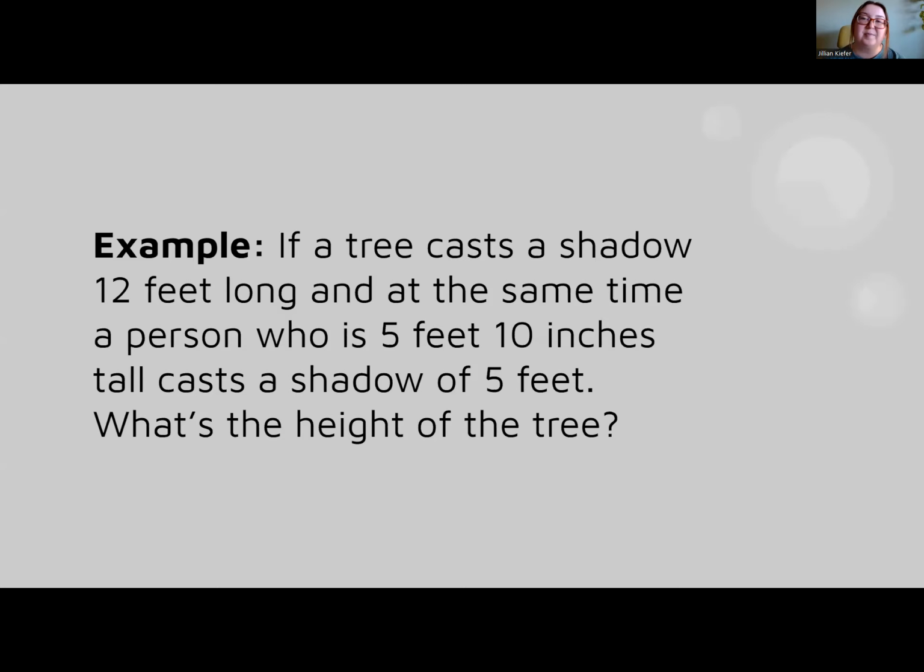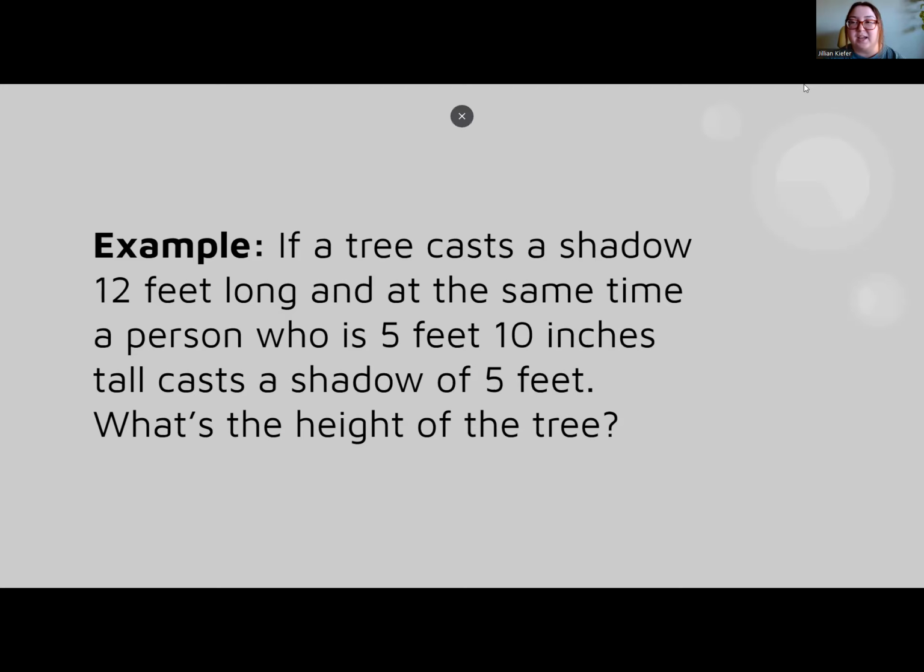Like our example. We say if a tree casts a shadow that's 12 feet long, and at the same time, a person who is 5 feet 10 inches tall casts a shadow of 5 feet, what's the height of the tree? So we have a tree casting a shadow and a person casting a shadow. We're trying to find the height of that tree that is originally casting that shadow. We know how tall that person is, 5 feet 10 inches. So finding the height of that tree will then help us as well.